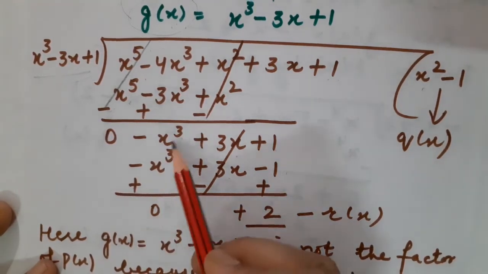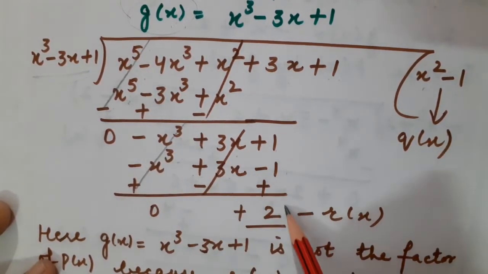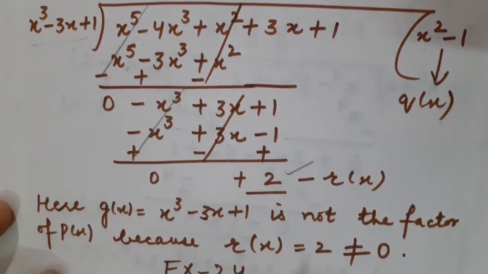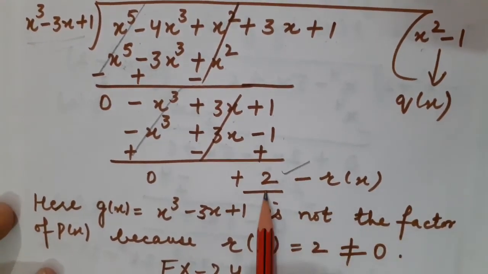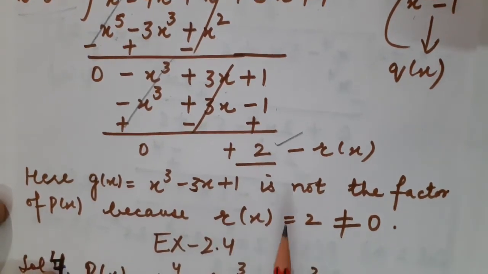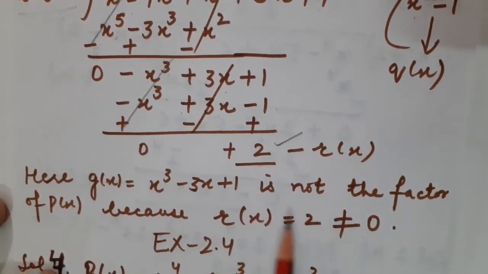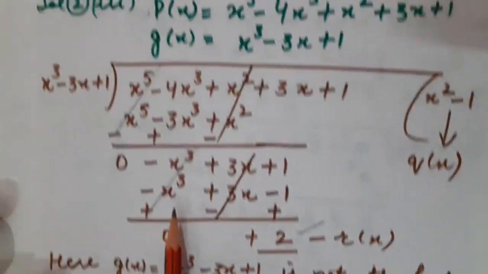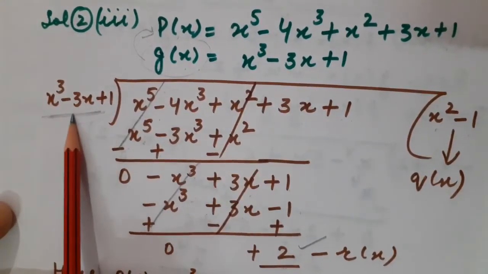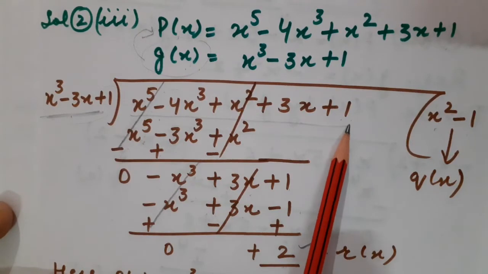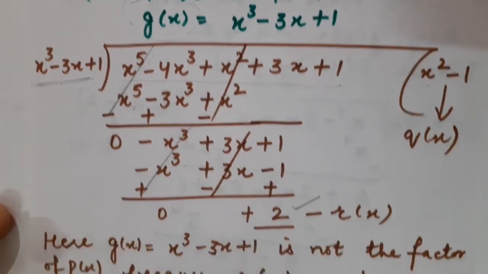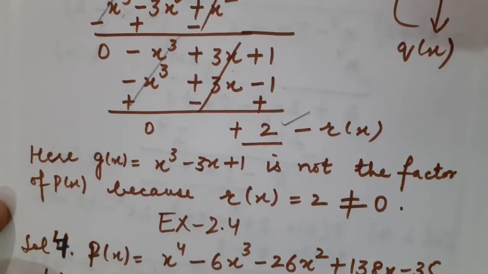Again changing the sign, they are going to be cancelled. So what have I got as remainder? Remainder is r(x), which is 2, not equal to 0. As it is not equal to 0, so what can I say, children? That g(x) is not the factor of p(x). Correct, children? Any confusion? Fine.